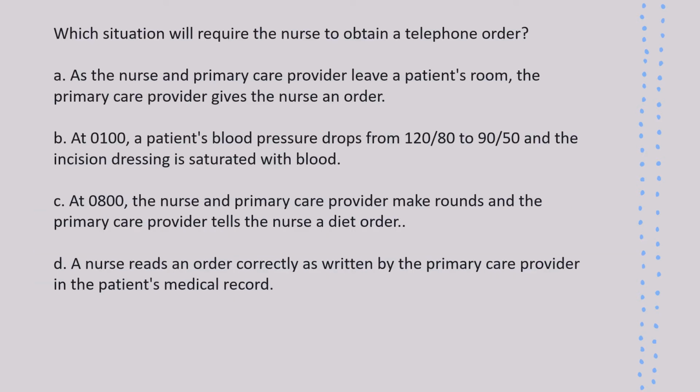Which situation will require the nurse to obtain a telephone order? A. As the nurse and primary care provider leave a patient's room, the primary care provider gives the nurse an order. B. At 0100, a patient's blood pressure drops from 120/80 to 90/50 and the incision dressing is saturated with blood. C. At 0800, the nurse and primary care provider make rounds and the primary care provider tells the nurse of a diet order. D. A nurse reads an order correctly as written by the primary care provider in the patient's medical record.